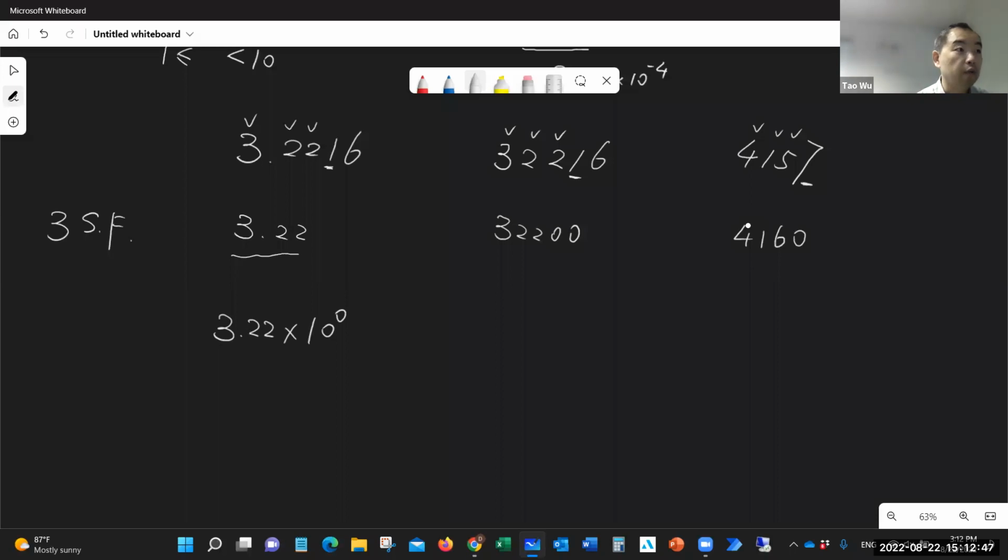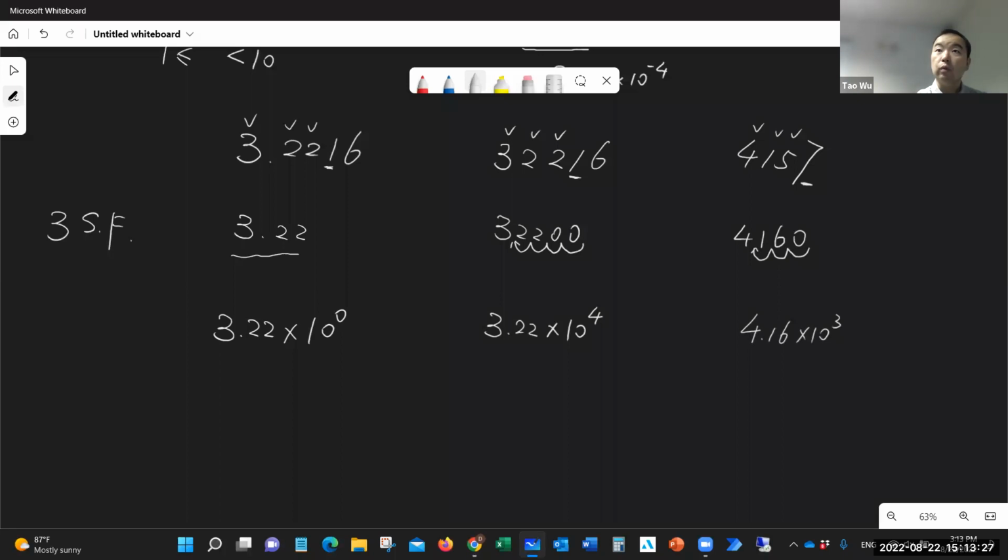And for this one, you're doing the same thing, right? We want the number part to be between 1 and 10. So if you move the decimal over here, 1, 2, 3, 4, you're moving 4 times. So that's going to be 3.22 times 10 to the 4th, because we're moving 4 times. And this one, again, that's moving 1, 2, 3, so we're moving 3 times. So that's 4.16 times 10 to the 3.